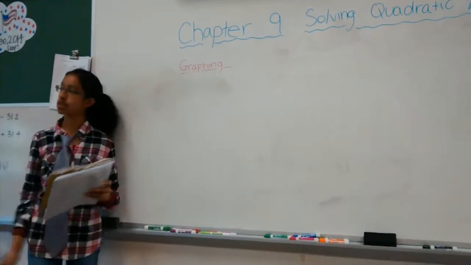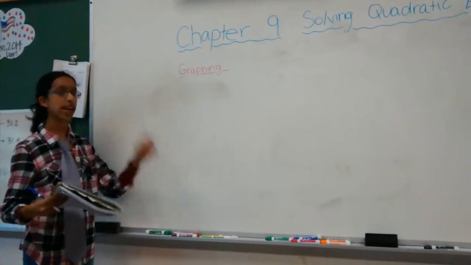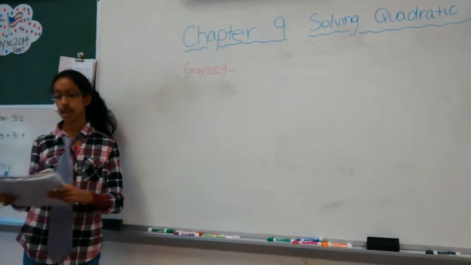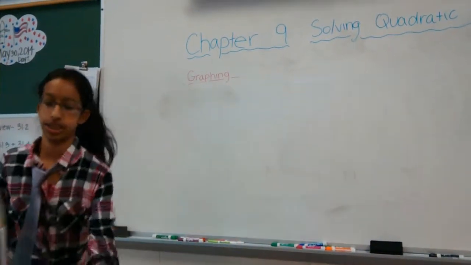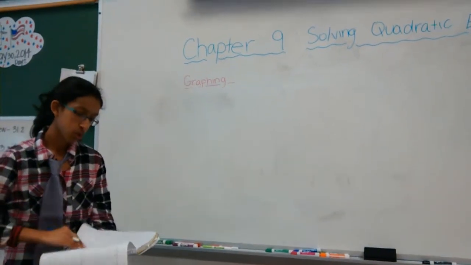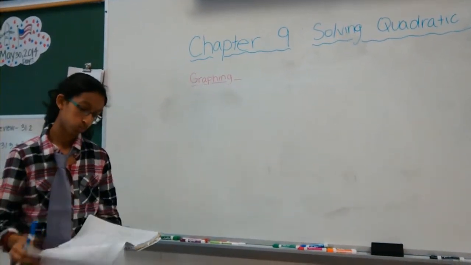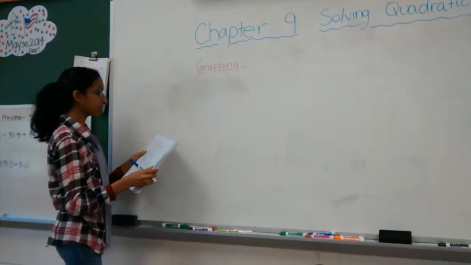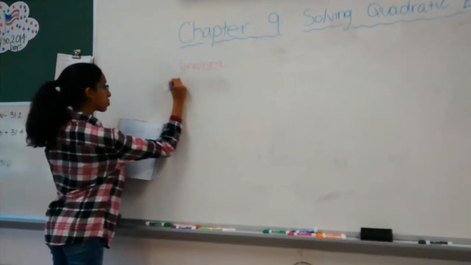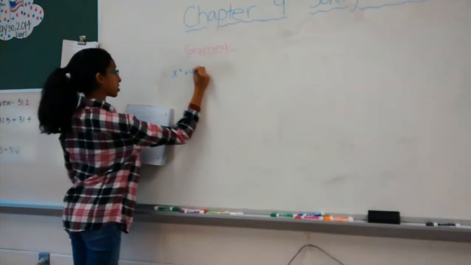About the two different ways to solve a quadratic equation: graphing and the quadratic formula. The first is graphing. Okay, here we go. So the equation that we're going to be graphing is x squared plus 4x plus 3.